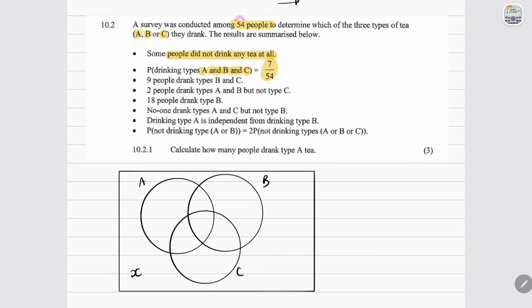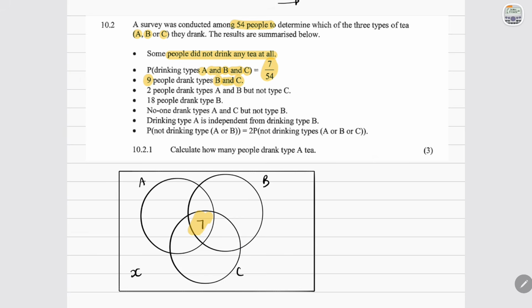And then the probability of people who drink tea types A and B and C was 7 over 54. But do you see that we have 7 people? This is a probability, and so it means that these are 7 people out of the total 54 people they mentioned. So here in the middle, we would have 7. Those are the 7 people. And then they tell us that 9 people drank types B and C. So when we're looking at that, we're looking at the intersection of B and C because they say and. If they say and, that is intersection.